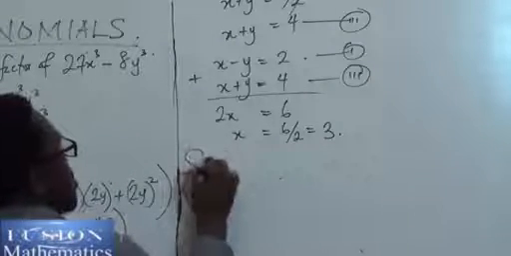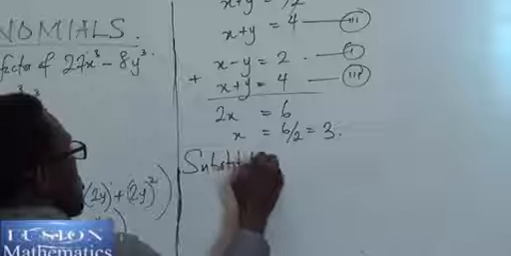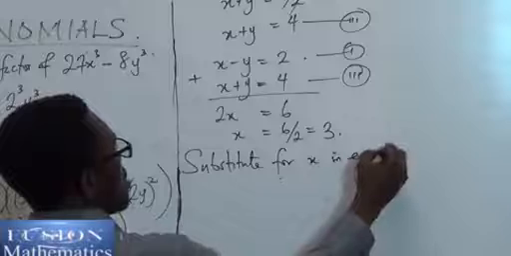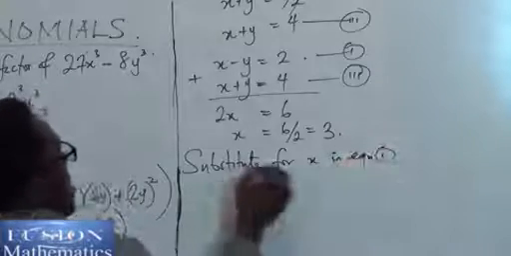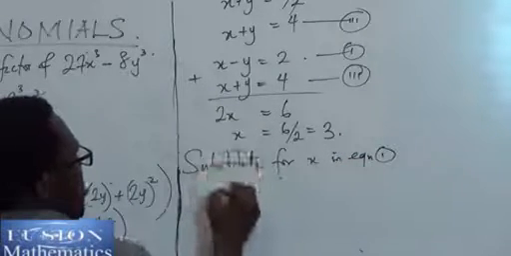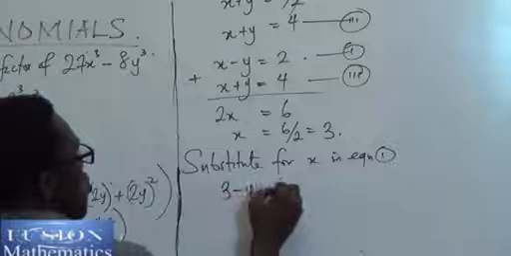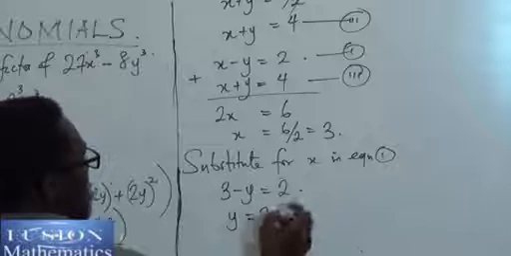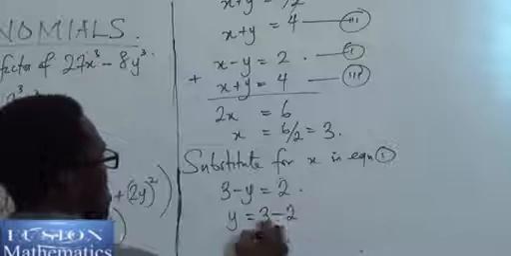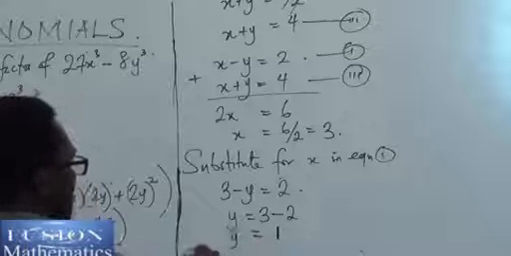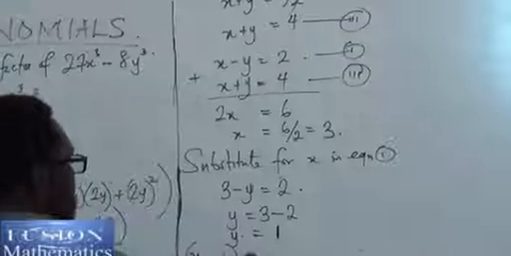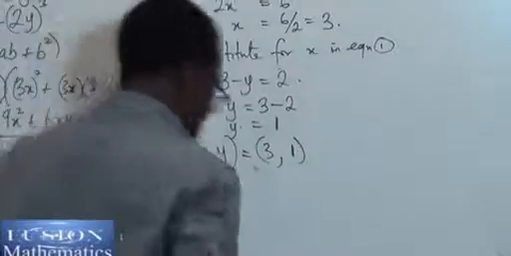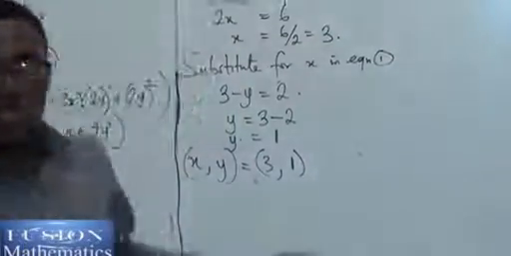Now let's substitute 3 for x in equation 1. So whenever we see x, we put 3. So that will be 3 minus y equals 2. So y will now be equal to 3 minus 2, which is equal to 1. So we have x, y, x being 3 and y being 1. So that is how we solve question 2.